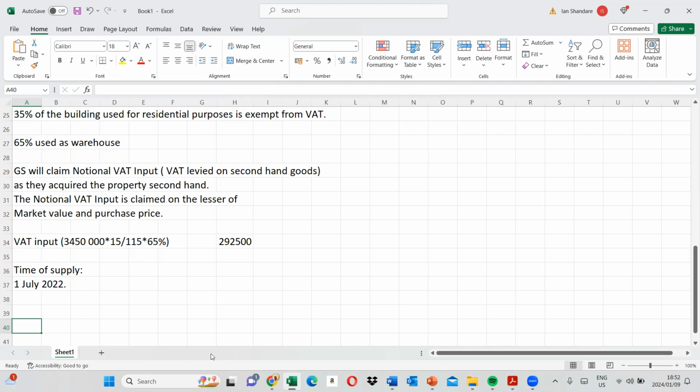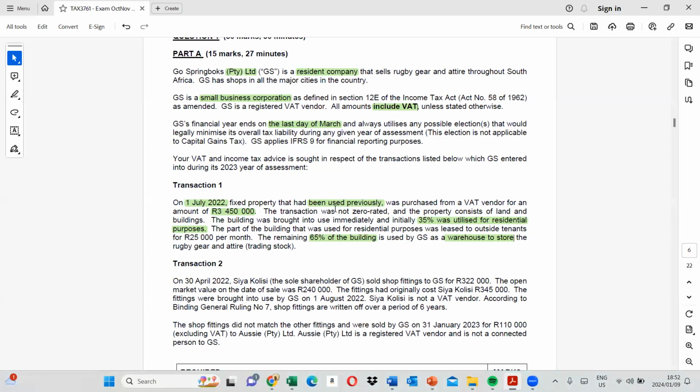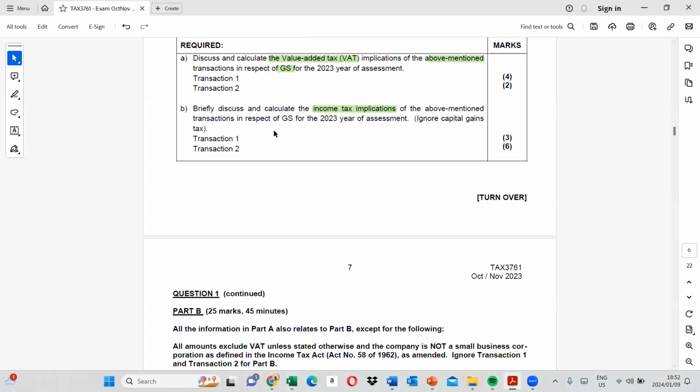Right. Can you guys see that in terms of this, it wasn't really a difficult question, but let's just kill it for once. And then the other part says, briefly discuss and calculate the income tax implications of the above-mentioned transaction in respect of GS for the 2023 year of assessment. So I want to look at it in terms of GS now, to see what is going on in terms of the allowances.